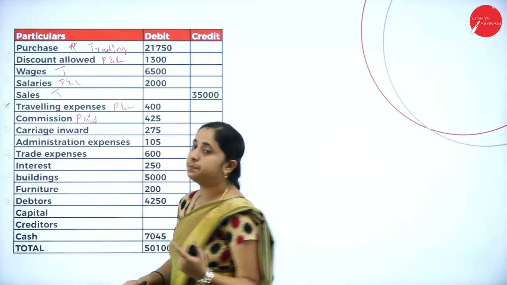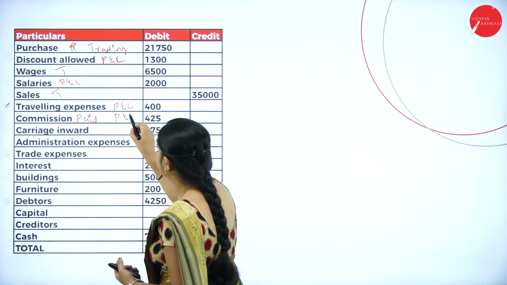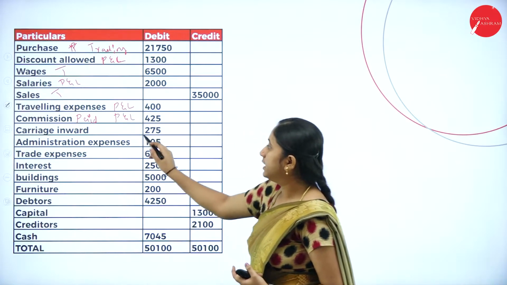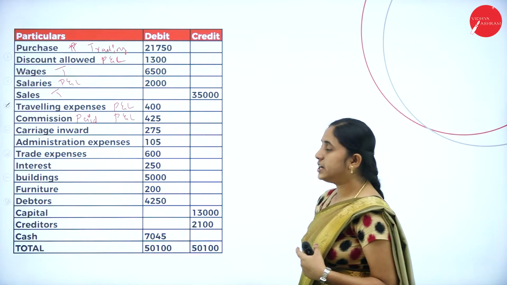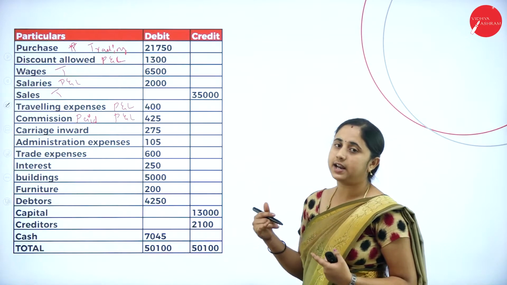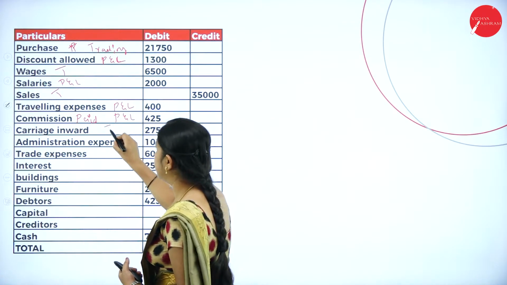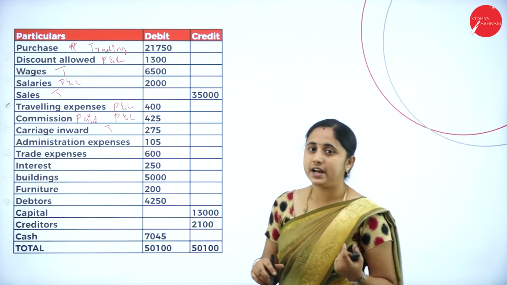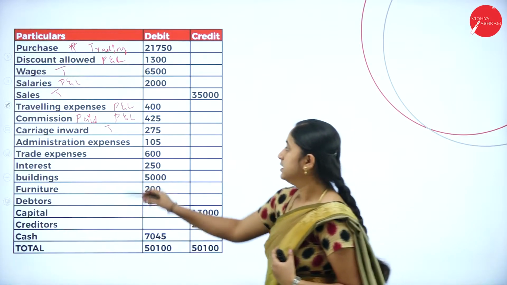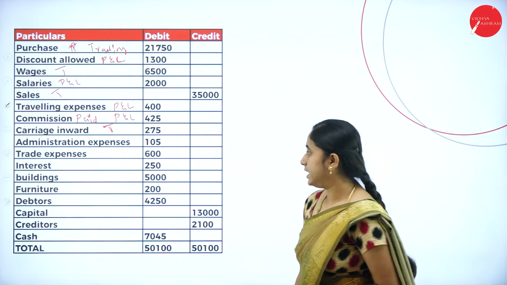Commission paid is an indirect expense, so it goes to the profit and loss account. Then carriage inward. Carriage inward is a trading account item. It is a direct expense. In the last class, the pro forma of trading account included carriage inwards. If you have learned the trading account format, you'll know carriage inward is trading account.